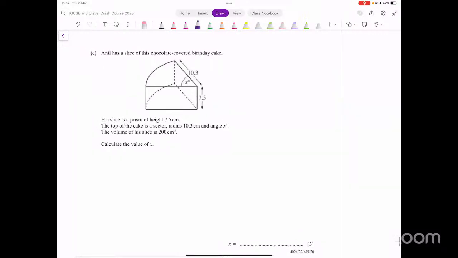Anil has a slice of this chocolate-covered birthday cake. His slice is a prism of height 7.5 centimeters. Now, they have clearly told us that it's a prism. Even if they had not told us that it's a prism, we should have been able to figure that out because it is the shape of a prism.